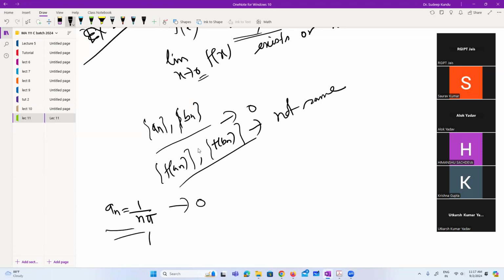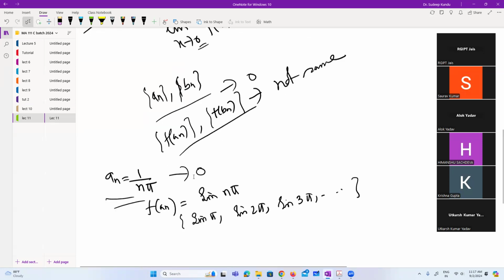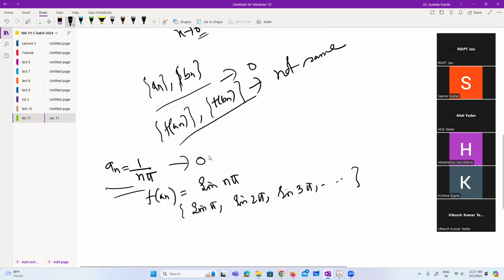So what about f of an? It's sine of n pi. Right? So the sequence will be sine pi, sine 2 pi, sine 3 pi. So how does it converge? It converges to zero.